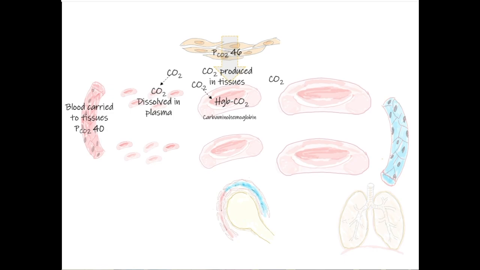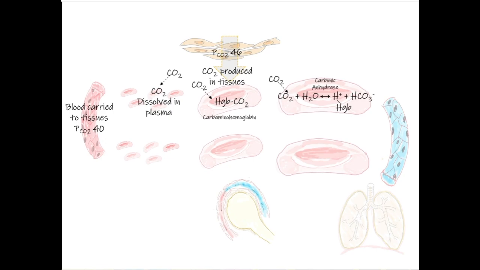The majority of carbon dioxide, roughly 70%, is transported in the form of bicarbonate. Let's look at how that occurs. Carbon dioxide diffuses into the red blood cell, where we find an important enzyme called carbonic anhydrase. Carbonic anhydrase rapidly catalyzes the reaction between carbon dioxide and water to form carbonic acid. Carbonic acid then rapidly dissociates into hydrogen ion and bicarbonate ion. The hydrogen ions produced by this reaction are buffered by hemoglobin inside the red blood cell.